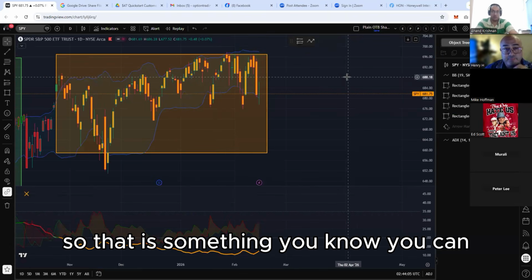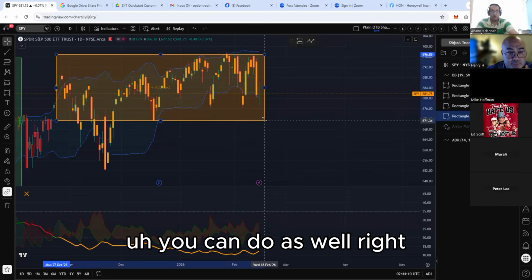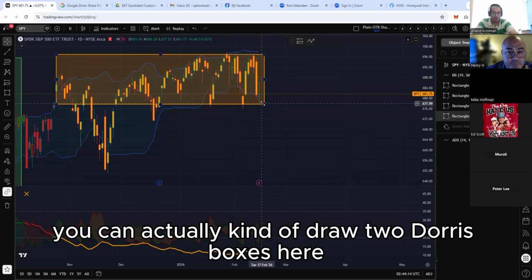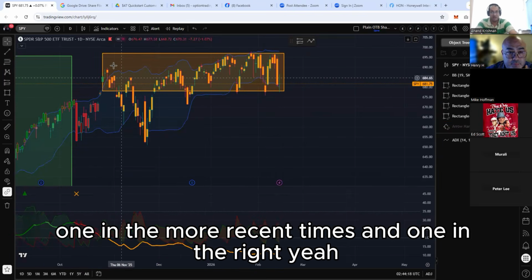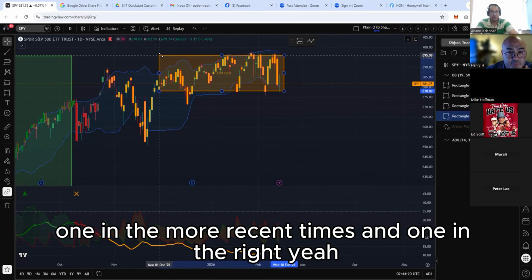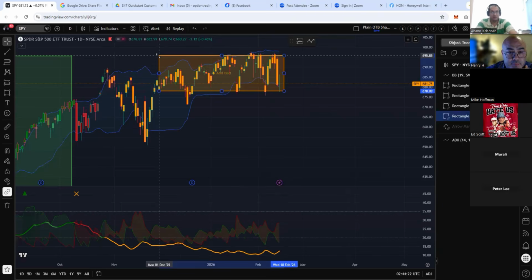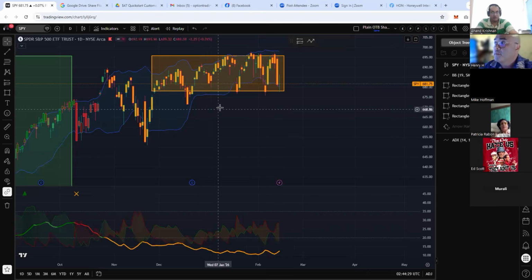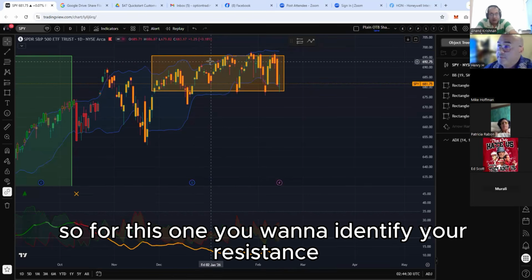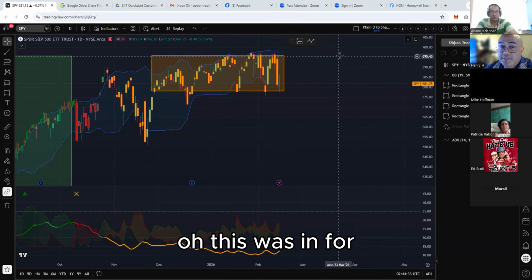So that is something you can do as well, right? And yeah, Henry, you can actually draw two Dorsey boxes here, one in the more recent times and one in the earlier. Yeah, this one. So for this one, you want to identify your resistance. Oh, this was support.